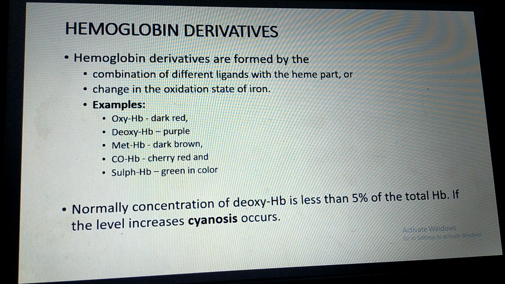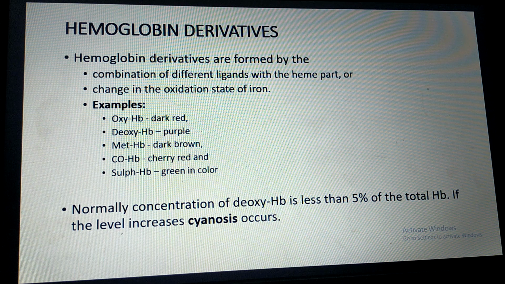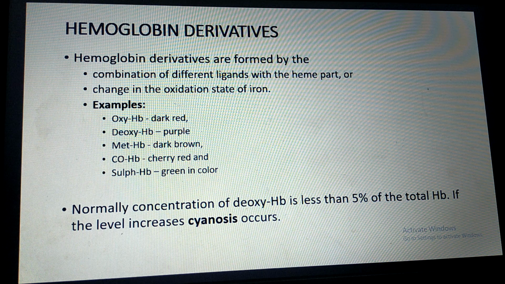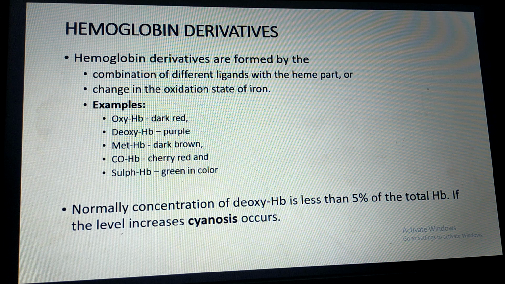So it is written here, hemoglobin derivatives are formed by a combination of different ligands with the heme part or change in the oxidation state of iron. Examples of hemoglobin derivatives are oxyhemoglobin, dark red color; deoxyhemoglobin, purple color; methemoglobin, dark brown color; carboxyhemoglobin, cherry red color; sulfhemoglobin, green color. So these are the different types of hemoglobin derivatives.